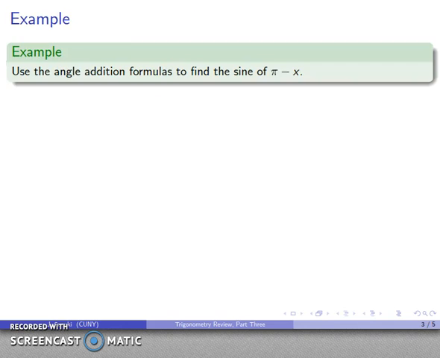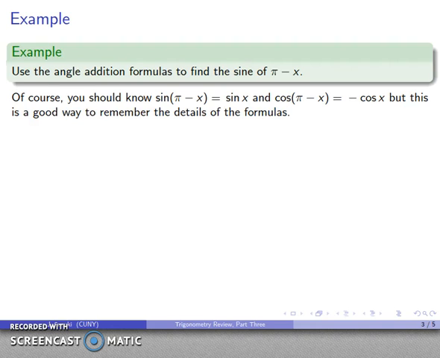So, for example, we can use these angle addition formulas to find the sine of pi minus x. Now, you should actually know that this is one of those basic trigonometric ideas. The sine of pi minus x should just be the sine of x. And incidentally, the cosine of pi minus x should be minus the cosine of x. These are identities that you should know, and they emerge from the geometry.